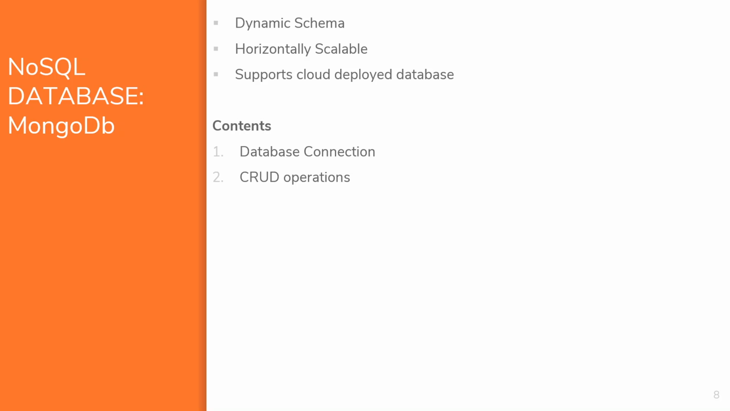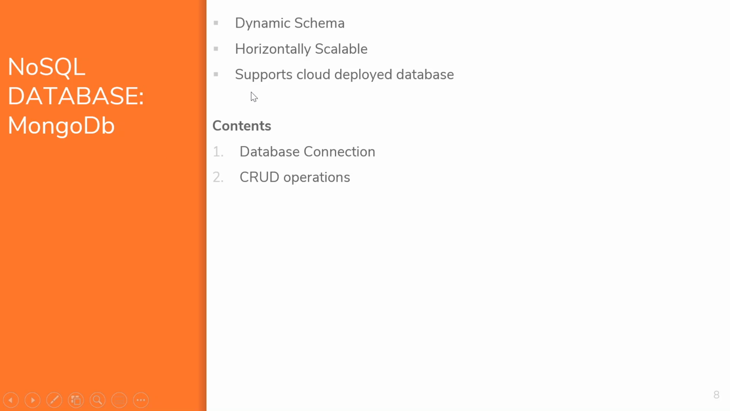SQL databases are vertically scalable, whereas NoSQL databases are horizontally scalable, which means you have the database running on multiple machines instead of just increasing the capacity of a single machine to perform better under high traffic conditions.